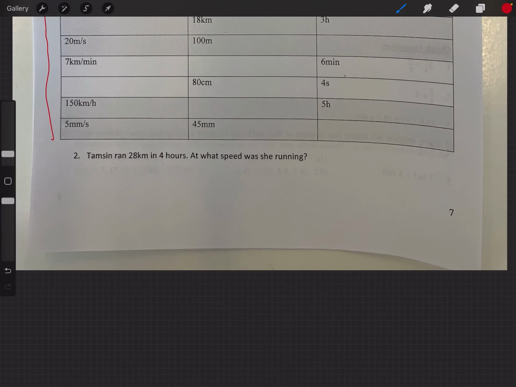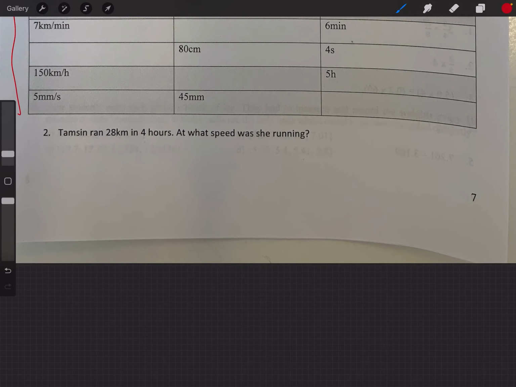Now, don't forget there's a question 2 down here. Some people miss this. Tamsin runs 28 kilometers in 4 hours. At what speed was she running? So we have a distance and we have a time. We're asked to find a speed. So speed equals what?